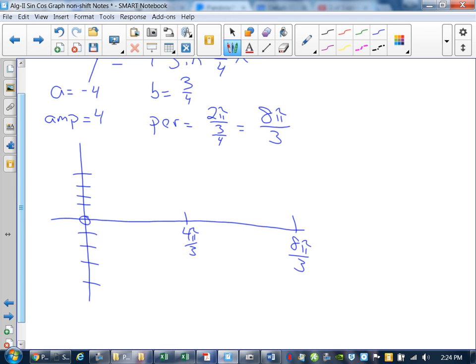What's half of 4 pi over 3? 4 pi over 6, which is 2 pi over 3. So if this is 2 pi over 3, 4 pi over 3, 6 pi over 3, and then 8 pi over 3. So 6 pi over 3 is how much? 2 pi. See how I'm doing that with the fractions?